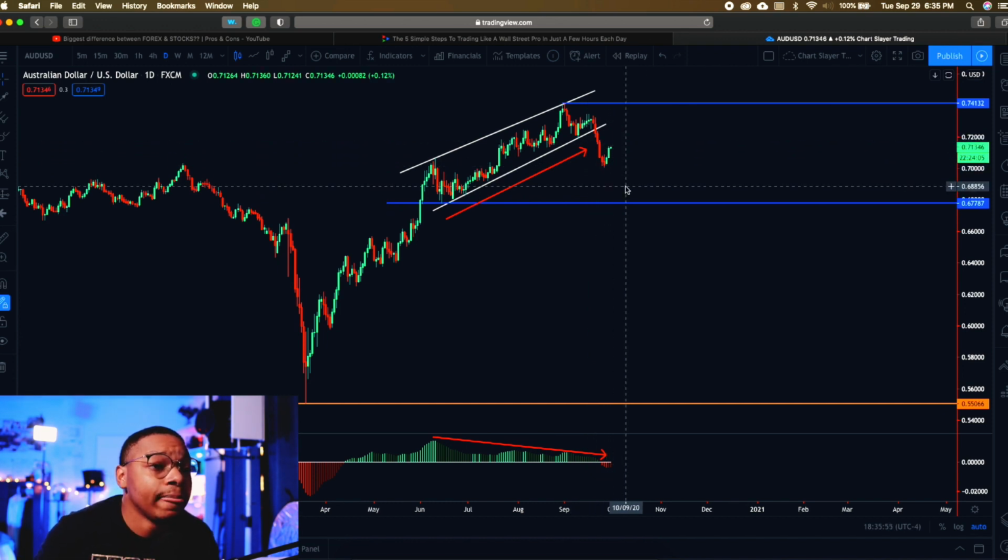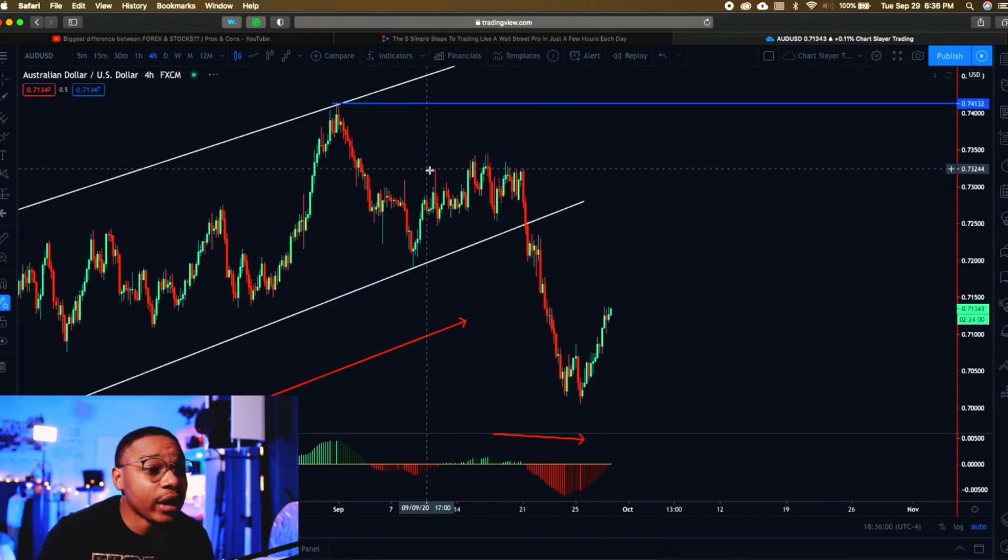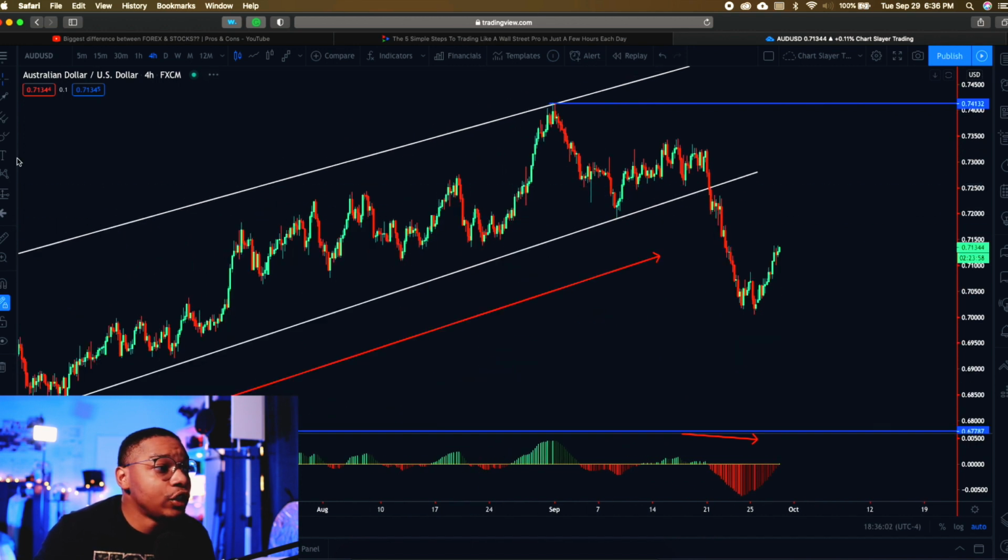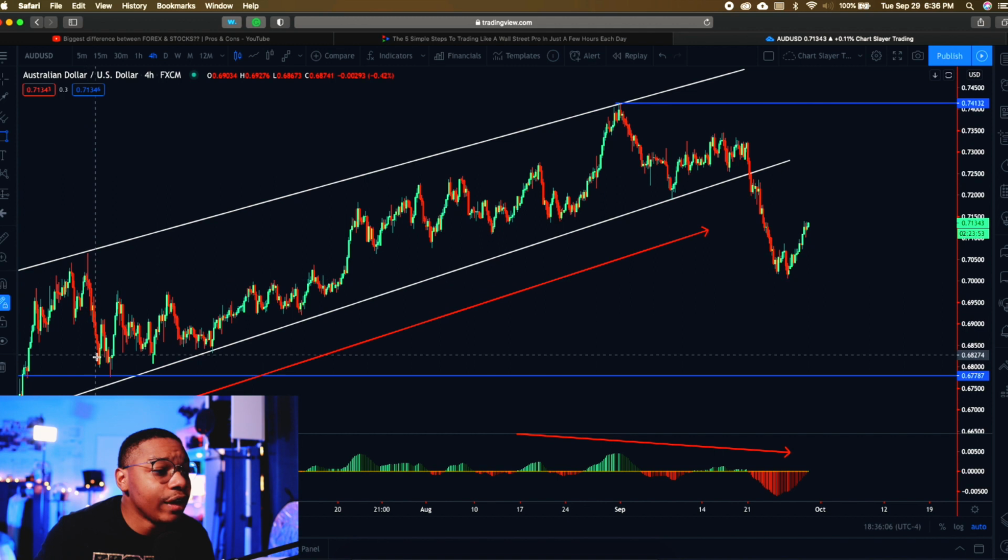So at this point in time, we have broken lows. So which low did we break? Let's go to the 4 hour so I can show you, right? And let me prove to you how this is a downtrend now. When we push down here, we never really broke lows.